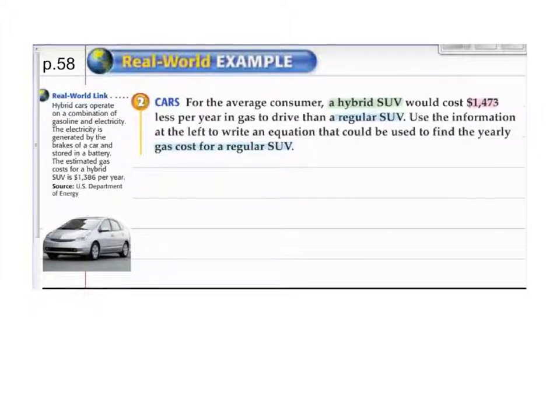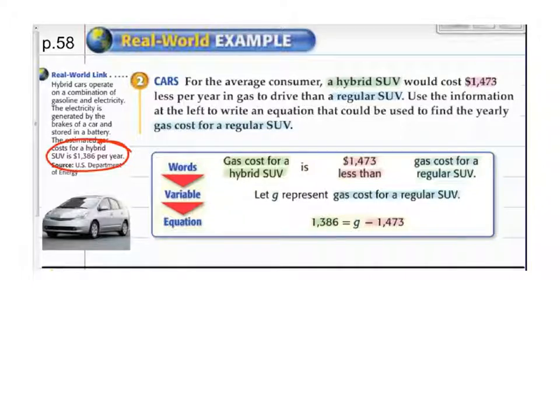So let's look at a real-world example. For the average consumer, a hybrid SUV would cost $1,473 less per year in gas to drive than a regular SUV. Use the information on the left, right over here, to write an equation that could be used to find the yearly gas cost for a regular SUV. So let's look at it in words. The gas cost for a hybrid SUV is $1,473 less than the gas cost for a regular SUV.